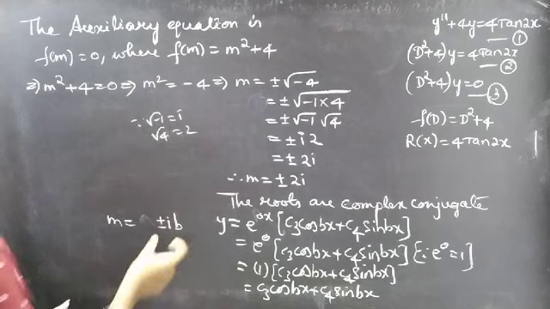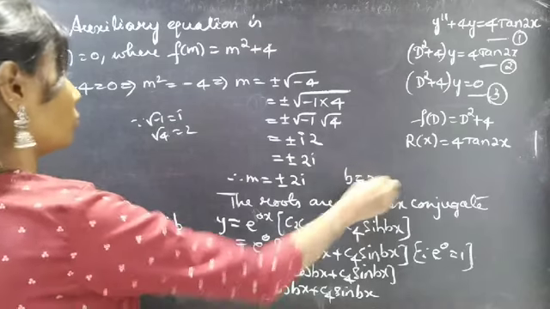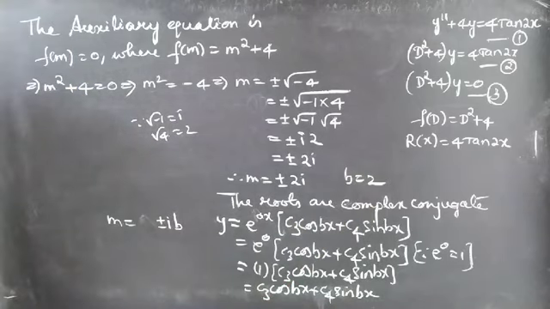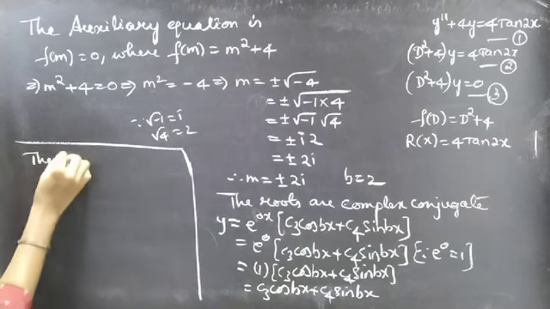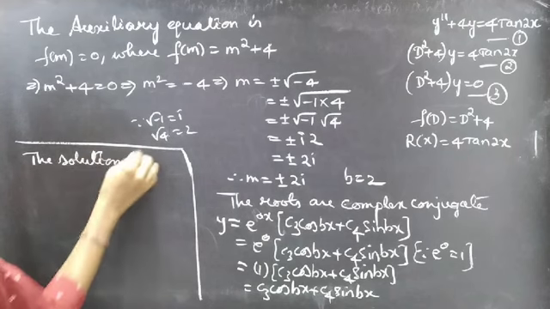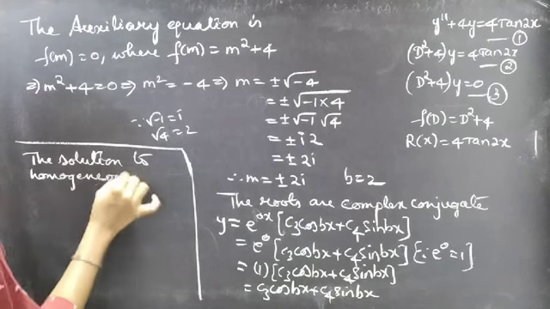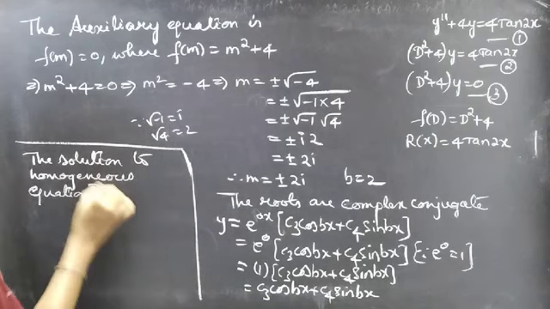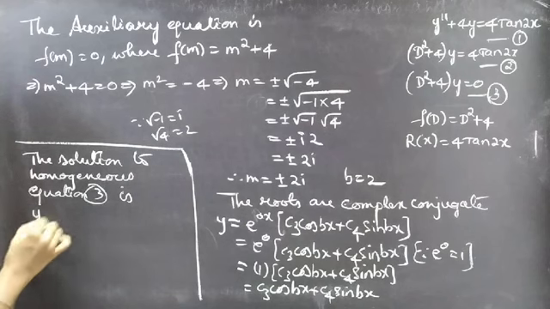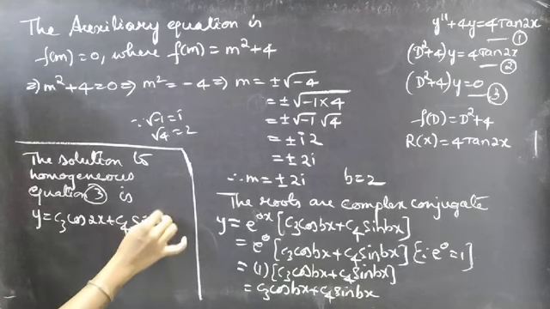Just compare plus or minus 2i with plus or minus ib, then for b equal to 2, we'll get the solution to the homogeneous equation, equation 3, is y equal to c3 cos 2x plus c4 sin 2x.